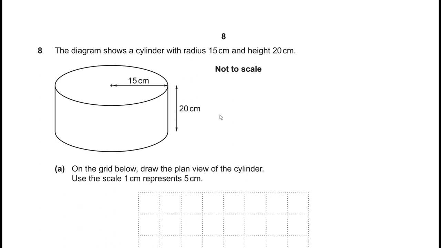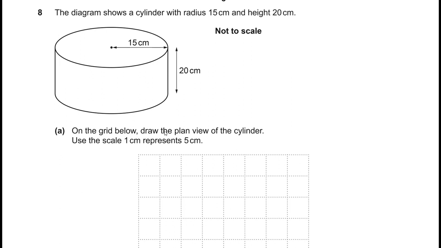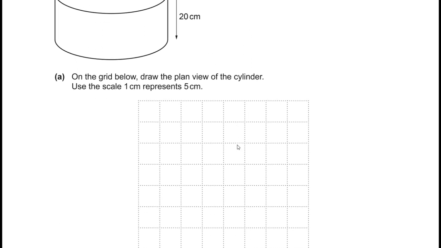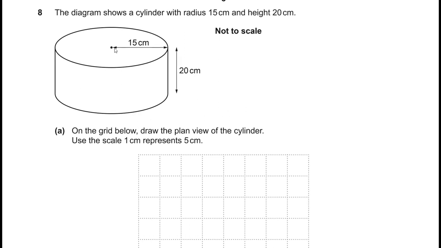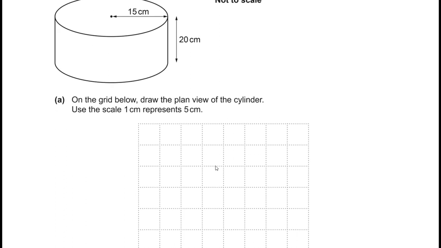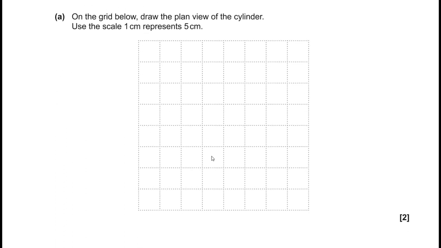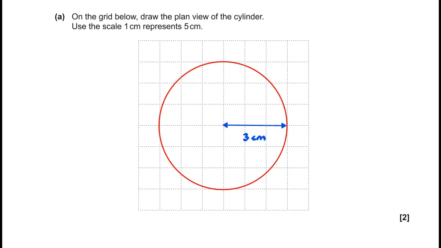Question number 8. The diagram shows a cylinder with radius 15 centimeters and height 20 centimeters, as we see here. For part A on the grid below, we have to draw a plan view of the cylinder. Use a scale 1 centimeter represents 5 centimeters. Well, if we've got this radius of 15 centimeters, on the grid, using the scale, 15 divided by 5 is 3. So if I draw a circle, because I'm looking at it from the top, with the radius 3, here is the plan view.